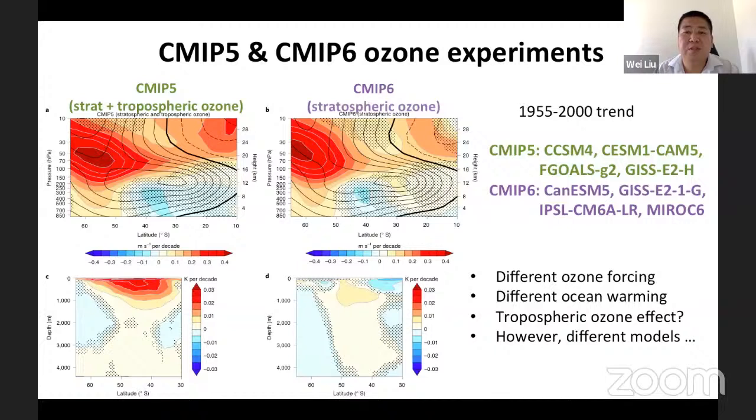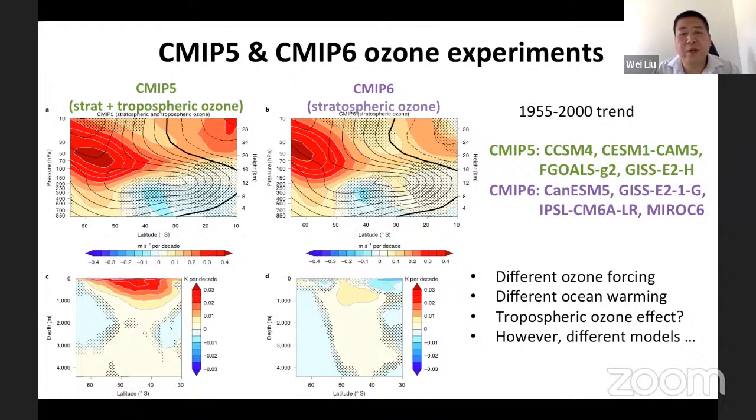So for CMIP6 experiments, it's forced only by stratospheric ozone change. Okay, so let's first look at the atmosphere, and we can see a polar intensification of the westerly jet. Here the contour overlaid is the pre-industrial climatology wind fields. We can see this very robust feature of polar vortex intensification of the Southern Hemisphere westerly jet, which has been reported in many previous studies.